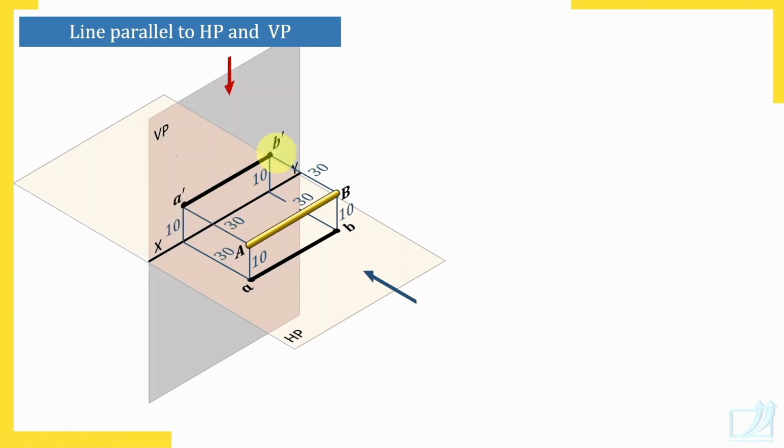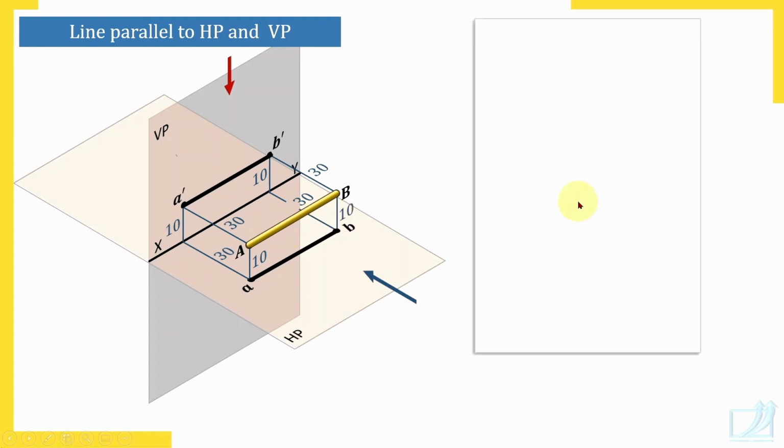Remember, front view gives the details with respect to HP. So watch the front view, and the front view is parallel. That means the line is parallel to HP. And top view gives details with respect to VP. So the top view of line AB is parallel to the XY line. That means the line is parallel to VP.